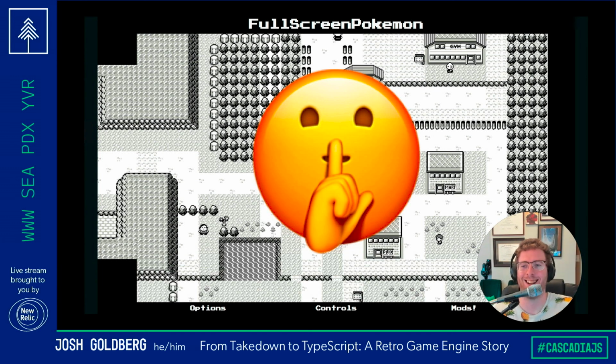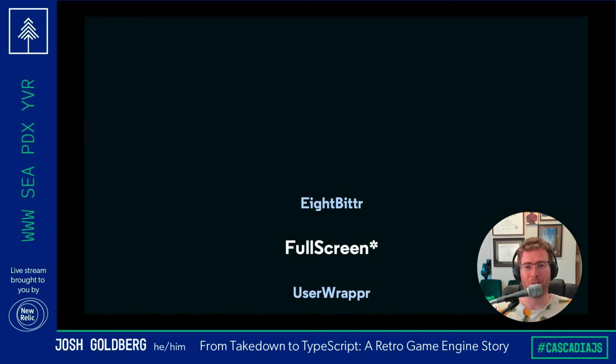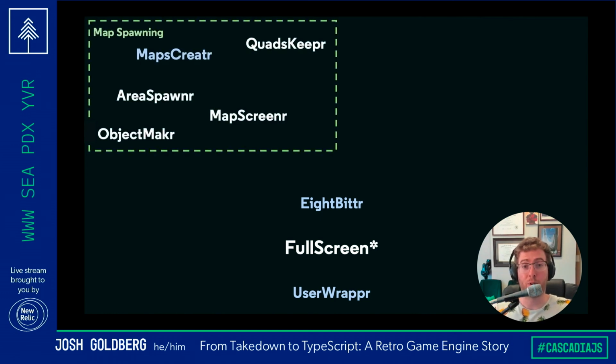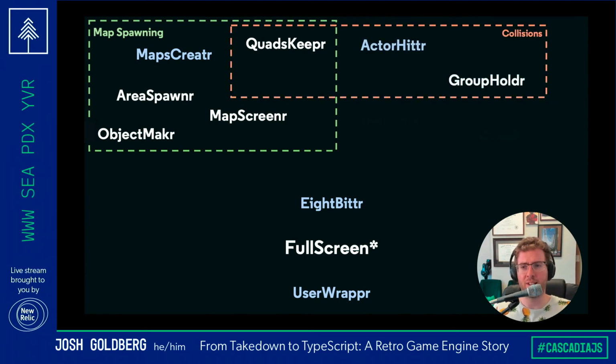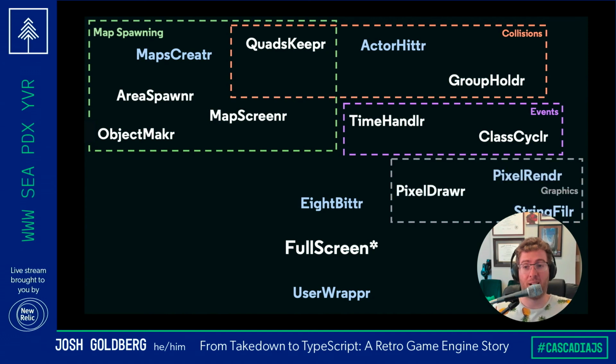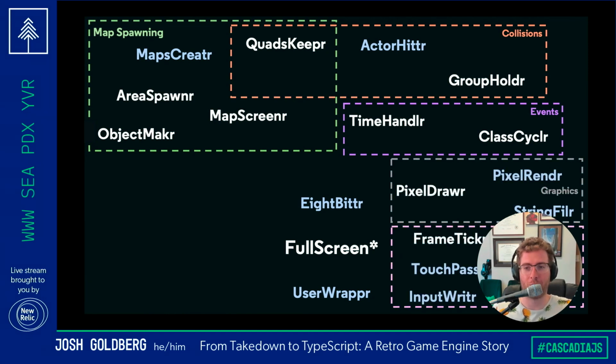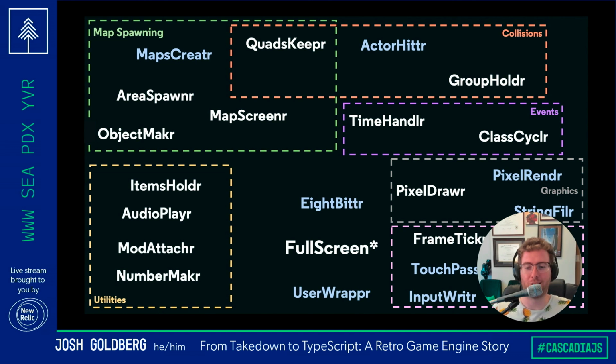Please don't. Anyway, 8bitter, and I'm not going to quiz you on this slide, is a full game engine. It's very composable, very modular. I was able to do this because it's open source, and I was working with various other people over the years. Each of its modules is dedicated to a single purpose. For example, the map spawning area of modules keeps track of what maps have been spawned, the objects that could spawn, where they are on the screen. There's collision detection, events handling, graphics, interactions, miscellaneous utilities.